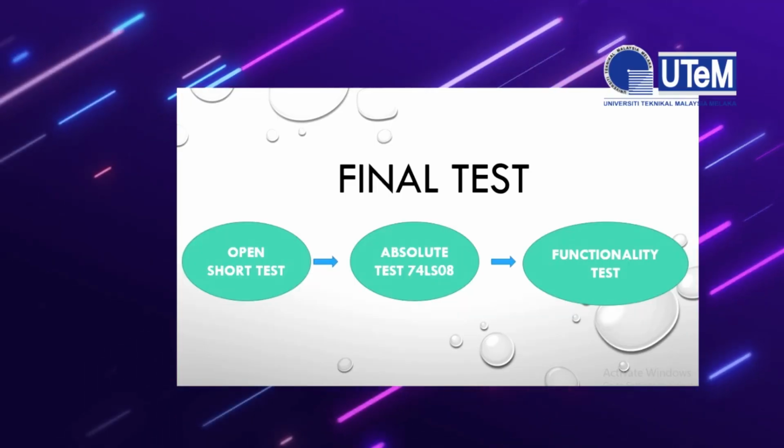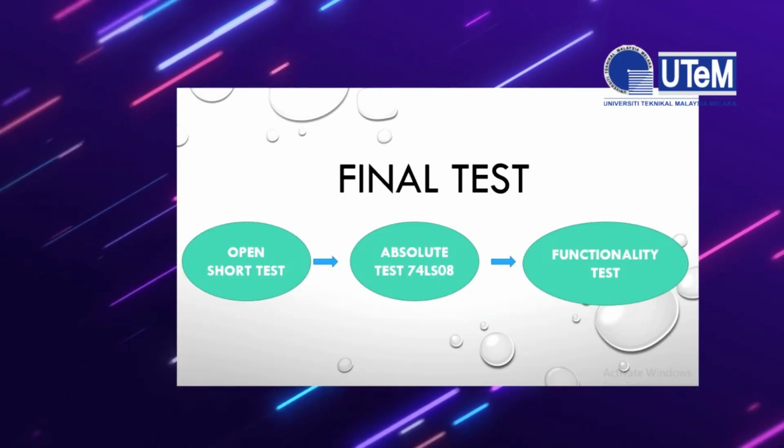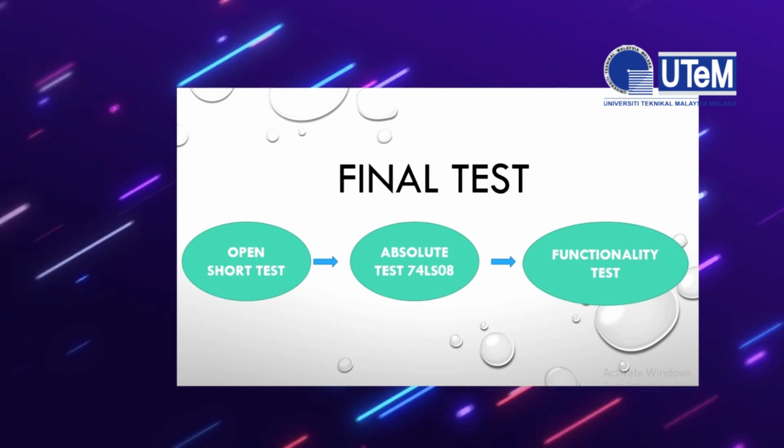Final test consists of open short test, absolute test, and functionality test. Open short test is to test if the wires are bonding well, while absolute test, 74LS08, is to test its maximum voltage and various temperatures, and lastly, functionality test is to test all parameters according to the test condition on the datasheet. Overall, the final test yield is the product of the yields of each of the final steps.